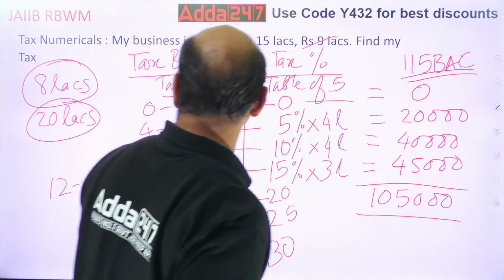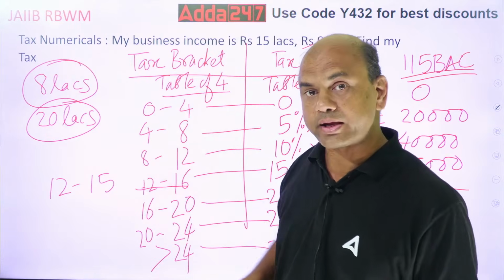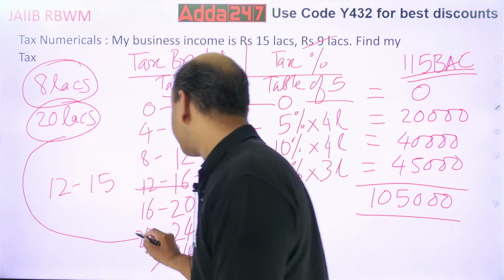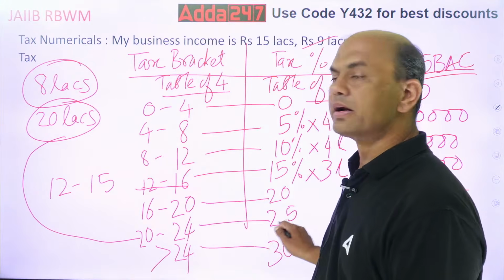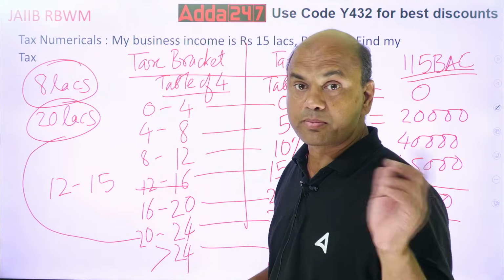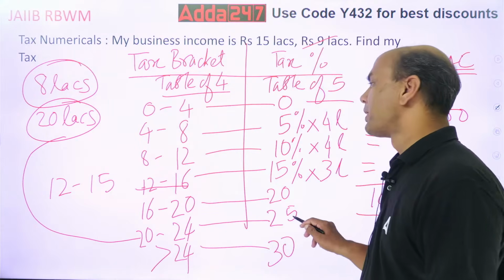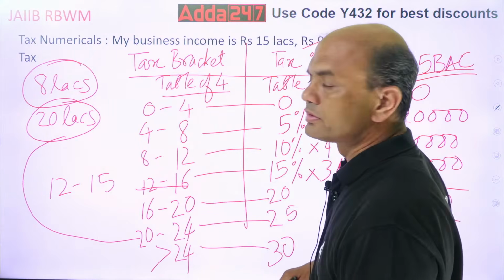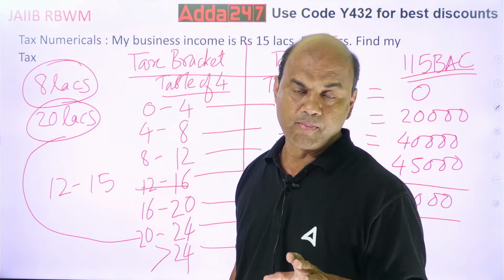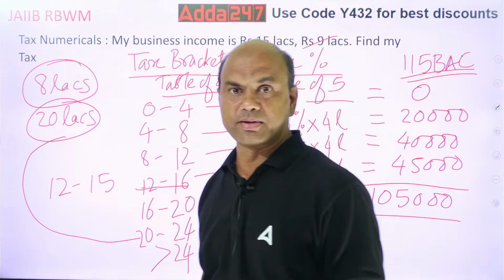See, the answer over here is, whenever you do this, always keep it in the higher bracket, not in the lower bracket. So this 20 lakhs will go in the higher bracket, not in the lower bracket. Okay? Clear, everyone? One more thing you note, up to 12 lakhs, you don't have any tax under the new tax regime.